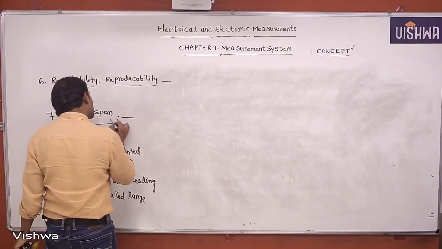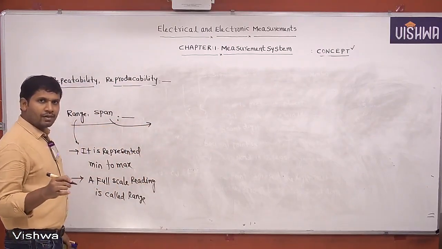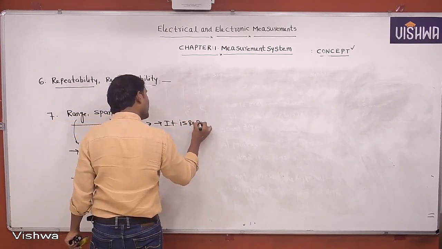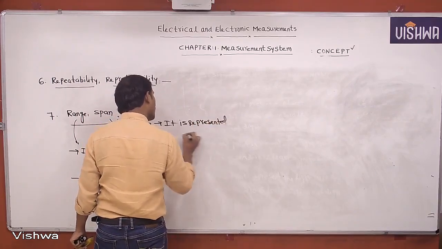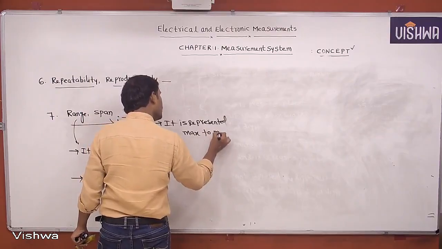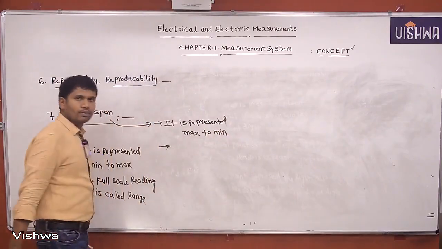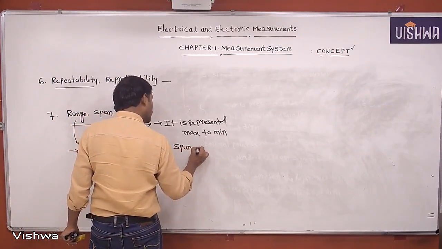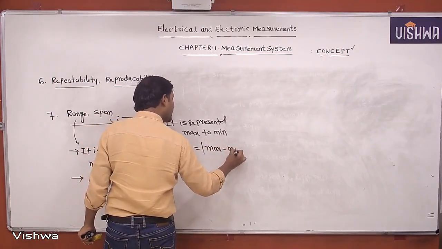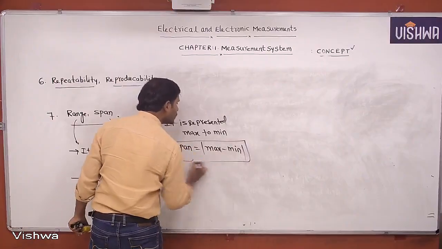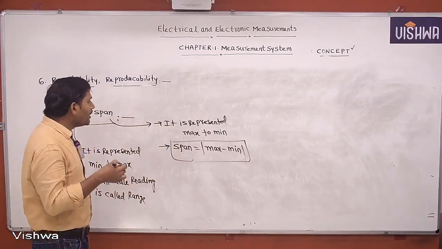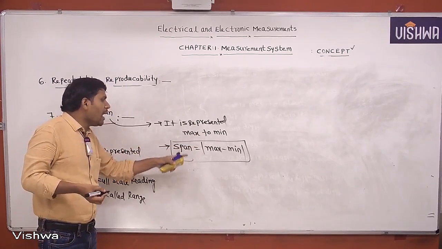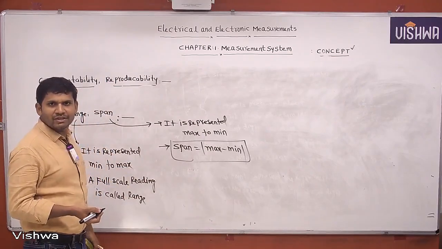What is the span of an instrument? How to define the span of an instrument? It is represented maxima to minima. As a value, span equals the absolute value of maxima minus minima, which is nothing but the span of an instrument. See the representation and the value. Represented means maxima to minima. Span means the absolute value of maxima minus minima.